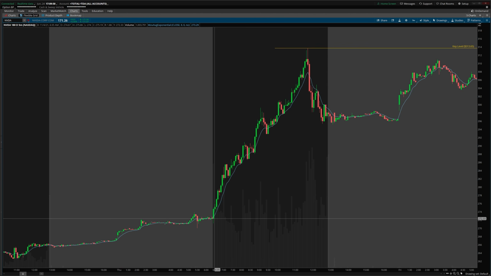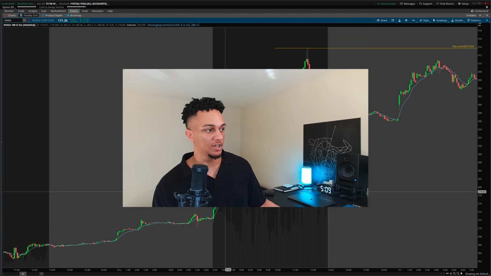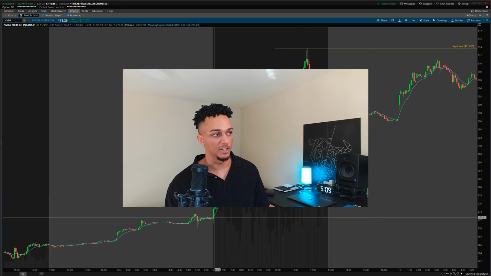Now on this day, NVIDIA opened up at 272. It broke above the 9 EMA, and it didn't close above the 9 EMA two closes in a row until about power hour at 11:55. Now, of course, you could have just bought calls here at open and just rode them all the way up, but that's not always too feasible.